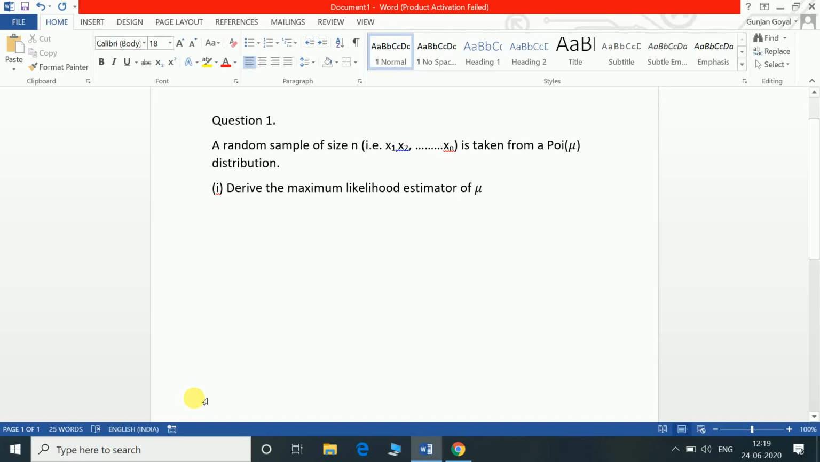In this video, we learn how to solve maximum likelihood estimation on Word using mathematical typing. This is a topic of CS1. Let's start with this question. A random sample of size n is taken from a Poisson mu distribution. Derive the maximum likelihood estimate of mu.